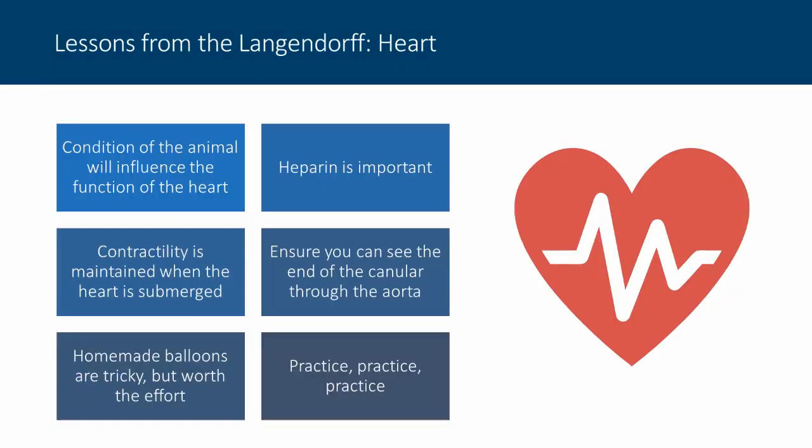So some of the lessons we've learned from the Langendorff, obviously there's lessons we've learned about the heart. The most important one is the condition of the animal. If the animal is stressed in any way, that has a great ability to influence the function of the heart. If it's diseased in any way, that will also influence the function of the heart. And these are things to keep in mind. If your heart is not performing at the end of baseline, have a look at the cadaver. There might be some sort of indicator that there's an issue with this animal that wasn't otherwise detectable until we did a surgical procedure.